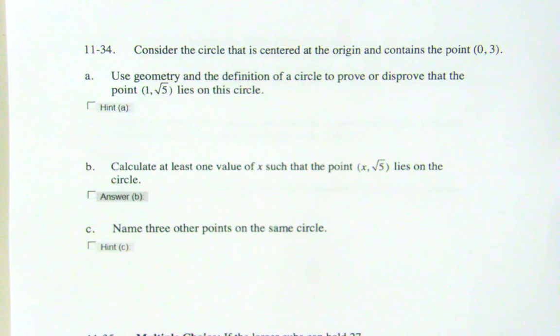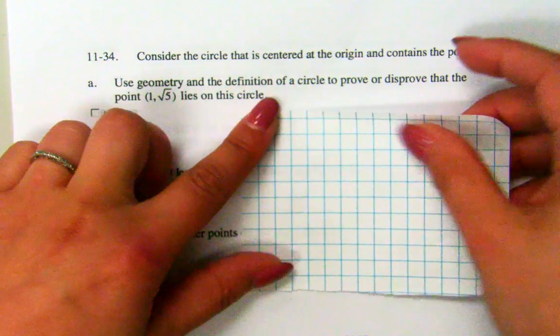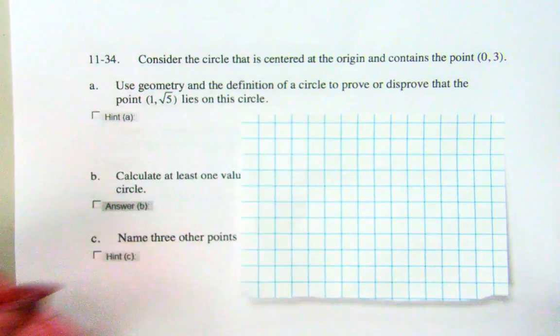So I'm going to draw this out really quickly because it makes more sense when you're actually looking at it. Calculate at least one value of x such that the point (x, square root of 5) lies on the circle. Well, it contains the point (0, 3), so the radius is 3. We'll see how this is going to look.